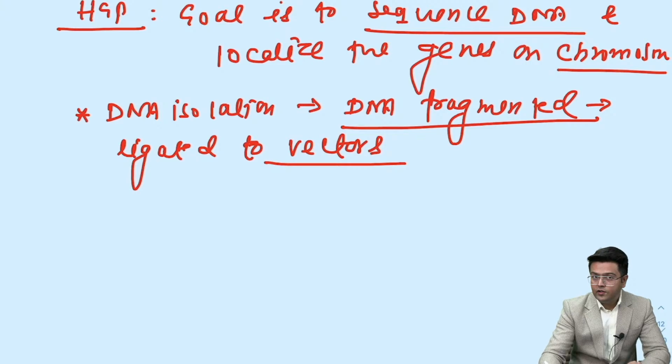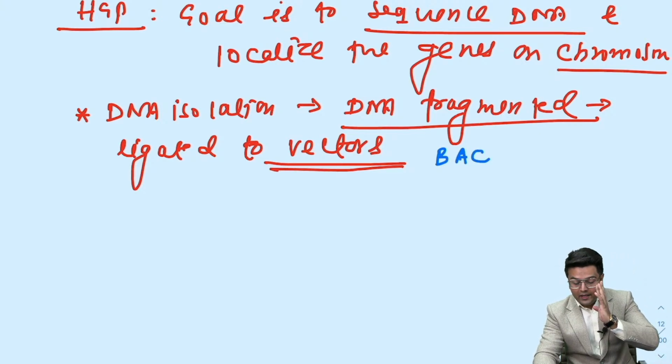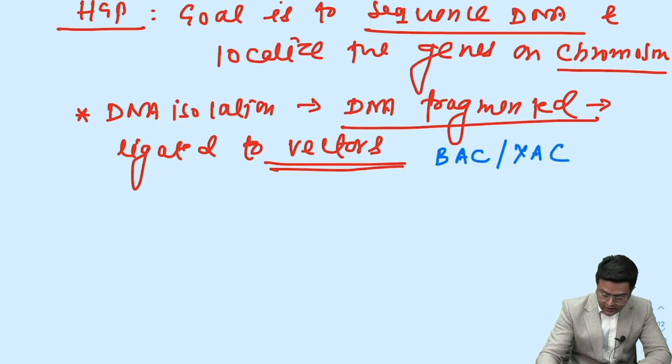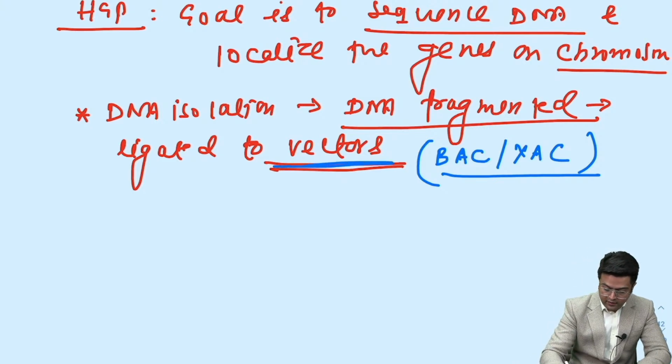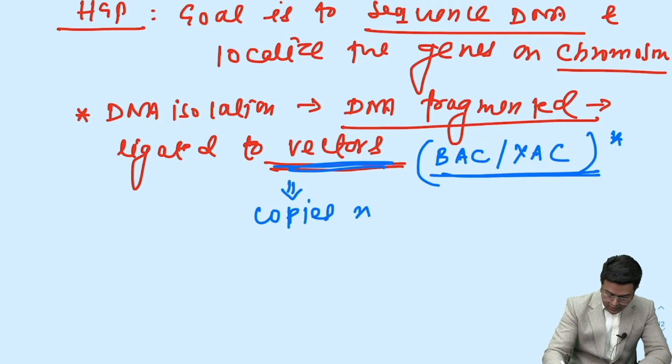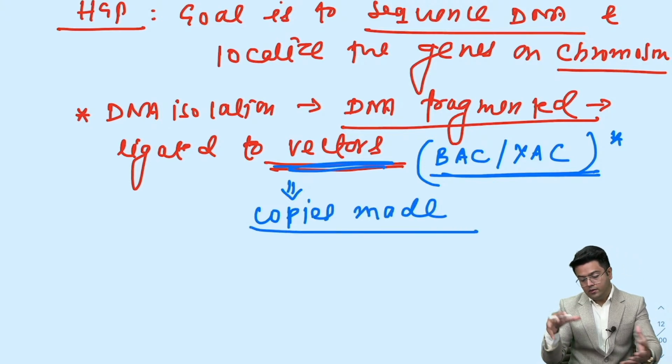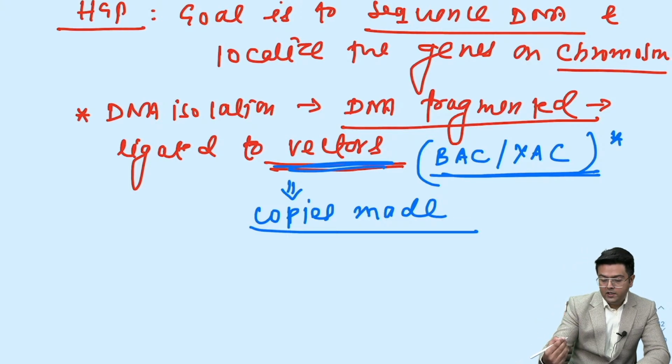So what are the vectors used in the process of the Human Genome Project? That you should know. They were bacterial artificial chromosomes and yeast artificial chromosomes. I'll talk about them again later in one question. So guys, highlight this: these are the vectors, and this can be important in the next exam MCQ. Then after ligation comes cloning, where copies were made. So what is the purpose of cloning the DNA into the vector, for example the bacterial artificial chromosome? We made copies.